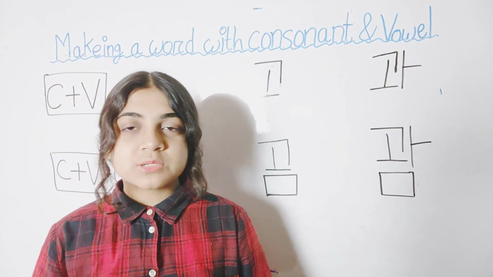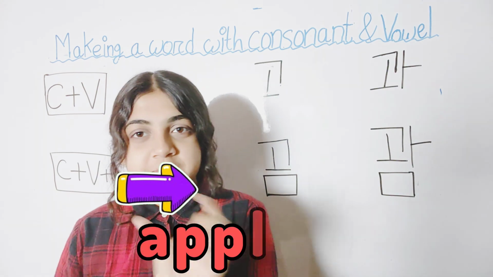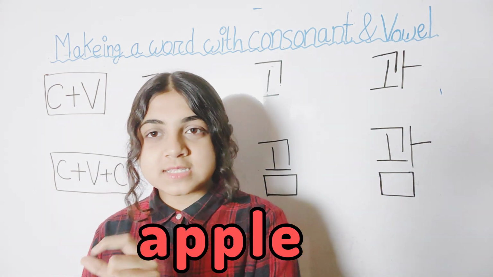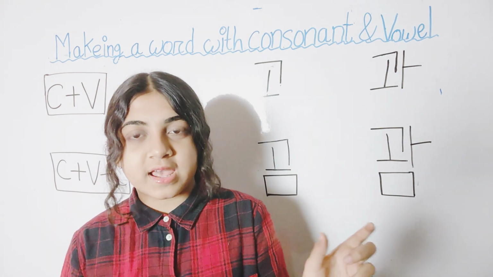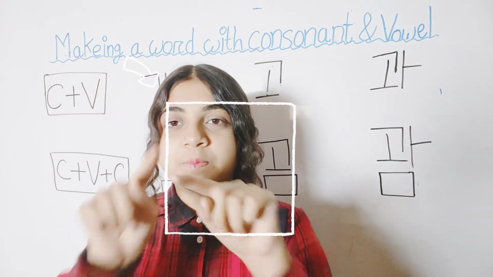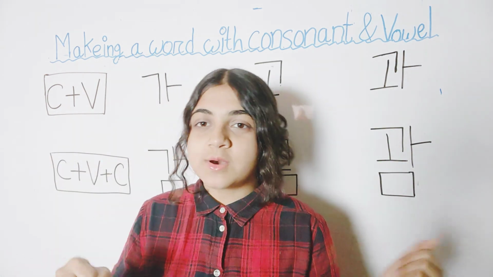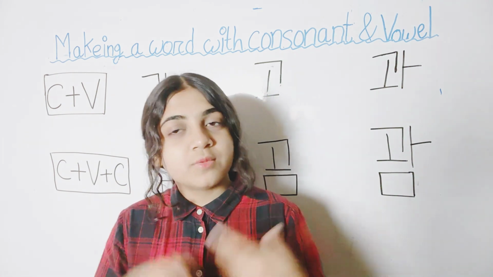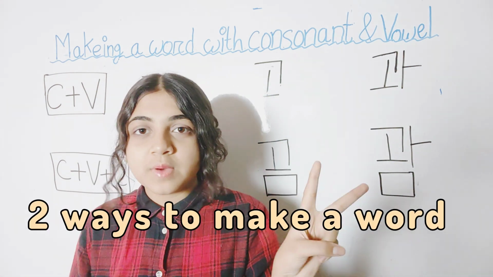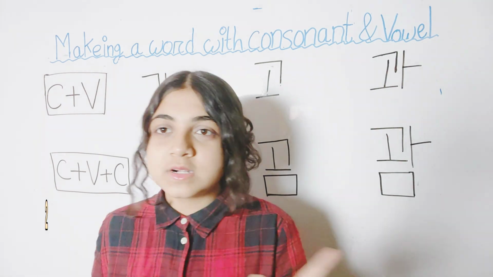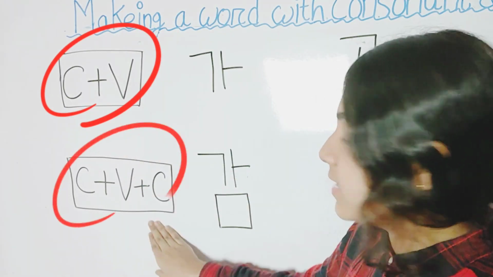In English, a word like APPLE is written in one line. But in Korean, we put the consonant and vowel in a box. So I'm gonna show you how to make a Korean word. There are two ways to make Korean words, which is this and this.